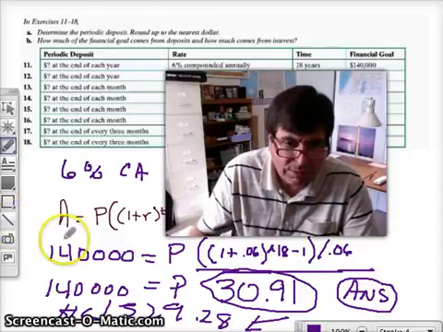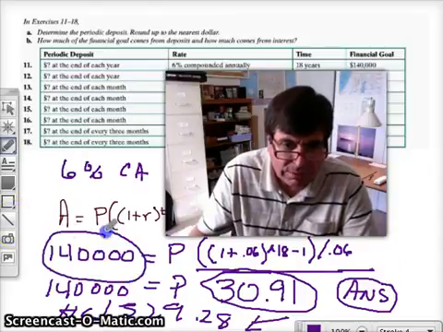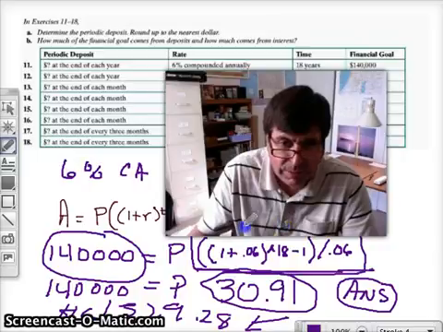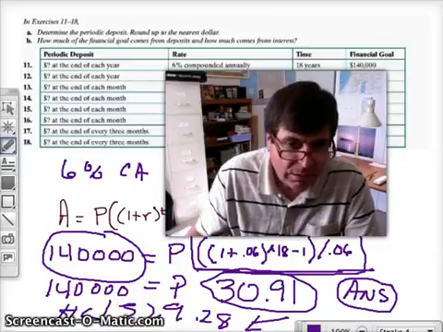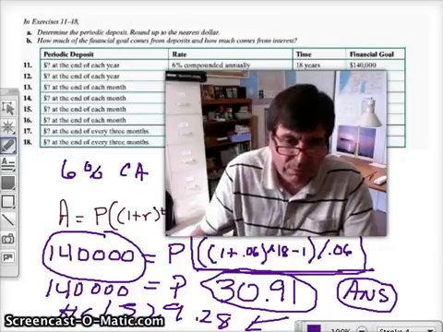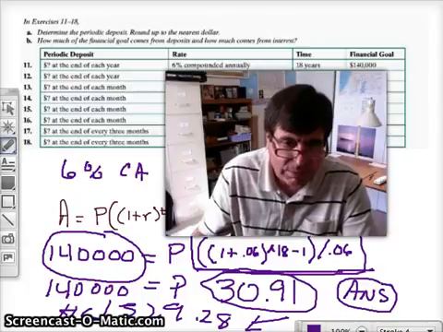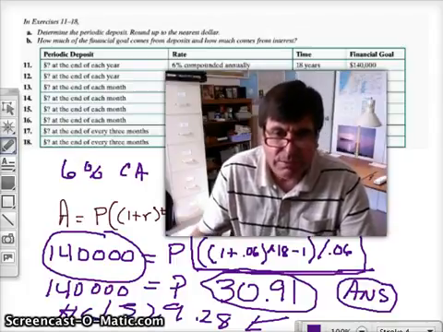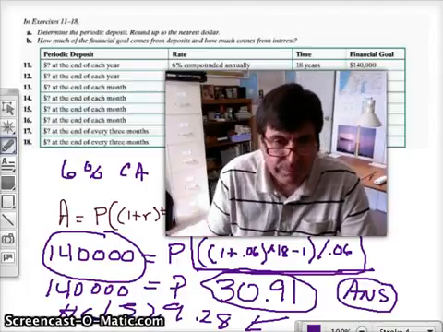Or you could actually, with your calculator, take the 140,000 and just be careful how you put this in your calculator and divide by that, and you should get 4529.2 whatever. It's going to be a little more accurate, okay? So hopefully that helps you out with that.